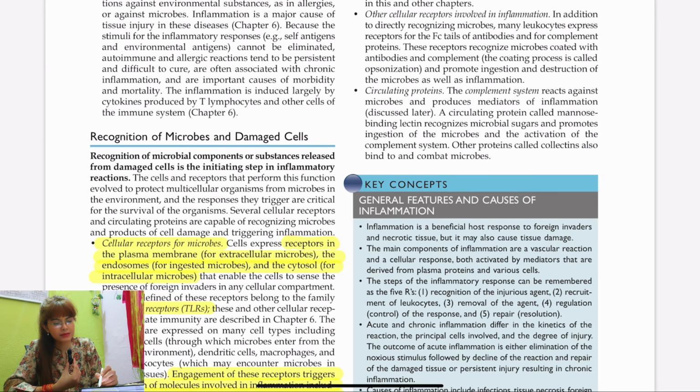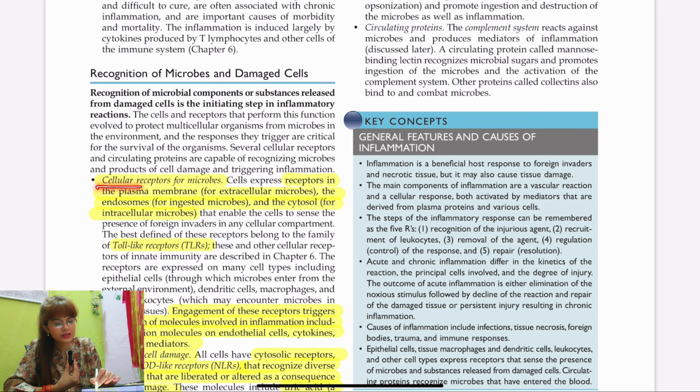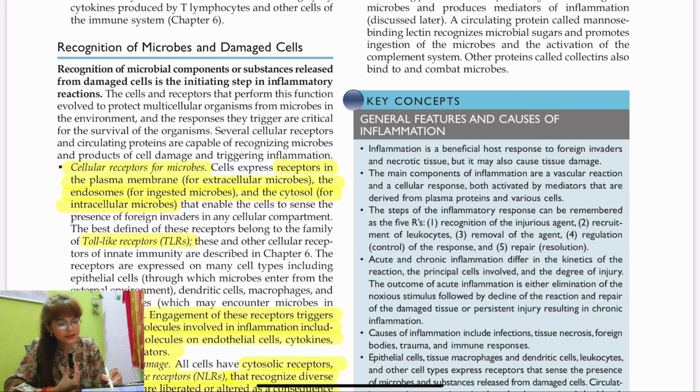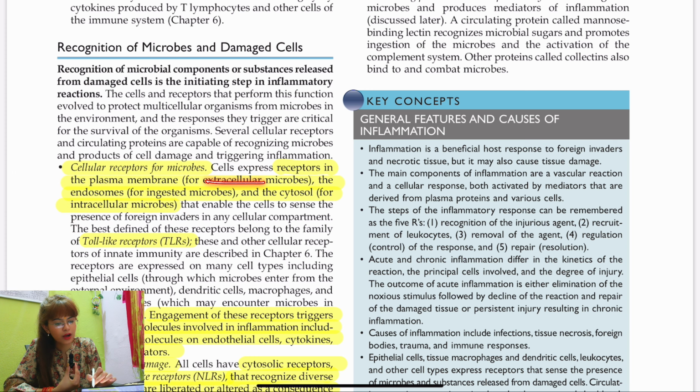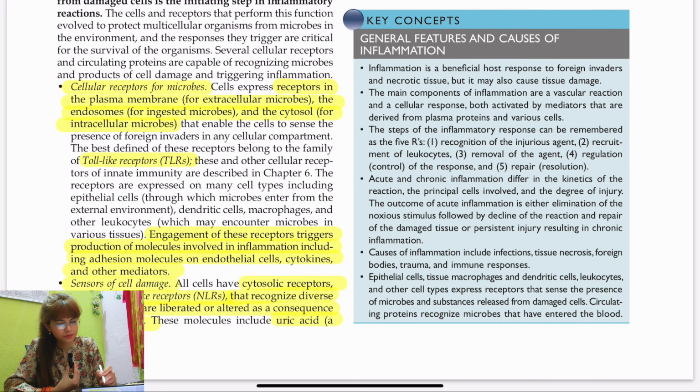Now, what is the mechanism of the recognition of the microbes and the damaged cells by the immune cells in our body? So there are some cellular receptors for microbes. The cells express receptors in the plasma membrane for the extracellular microbes and in the cytosol for the intracellular microbes. This is an important point. For extracellular, you have the plasma membrane, and for intracellular, you have the cytosol where these receptors are present.